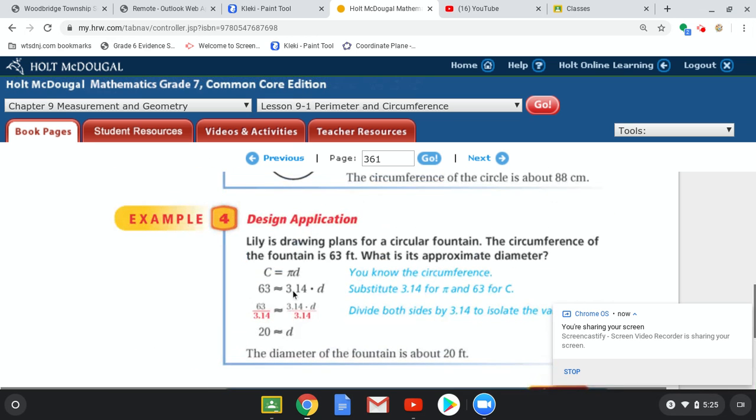In Example 4, we have a word problem, and we actually end up having an unknown. It says Lily is drawing plans for a circular fountain. The circumference of the fountain is 63 feet. What is its approximate diameter? So in this case, they actually gave us the circumference, but they're asking us to find the approximate diameter.